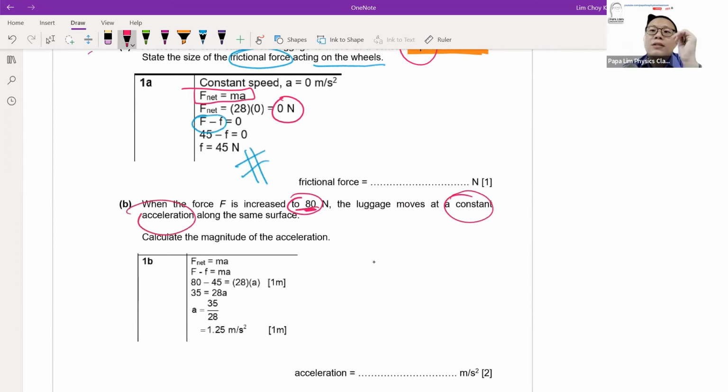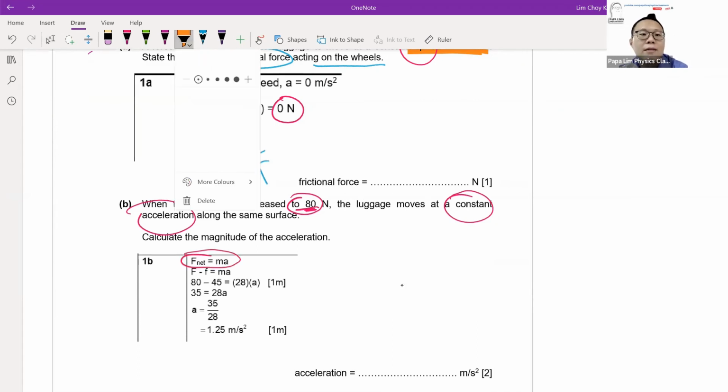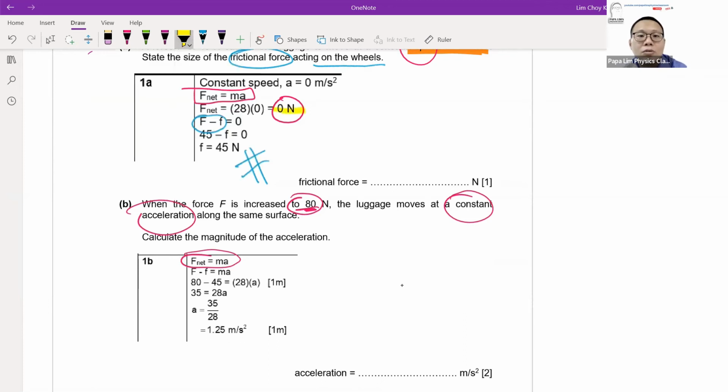So when you look at constant acceleration, here there is an acceleration, which is a number. That means if you look at Newton's second law, F net equals ma, and compare to question A, the right side was 0. But now in part B, F equals ma, because acceleration is a number, the right side is actually a number which is not 0, take note.